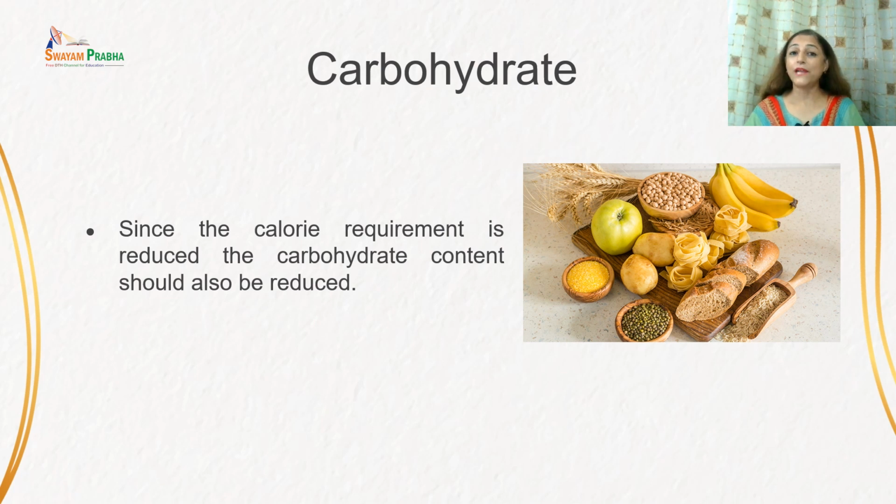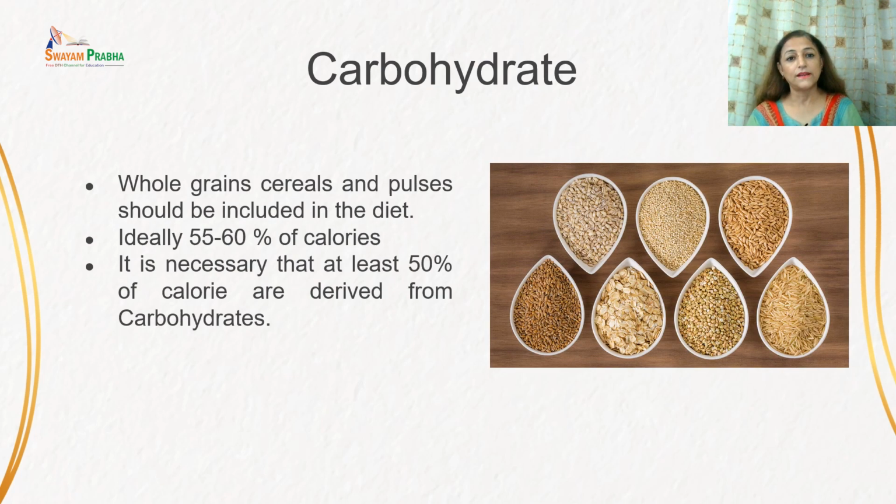As carbohydrates are the major contributors of energy in our diet, and the calorie requirement has reduced, the carbohydrate content should also be reduced proportionately. And for carbohydrates, it is suggested that whole grains, cereals, and pulses should be included in the diet. Ideally, 55 to 60% of calories should come from carbohydrates. So it is necessary that at least 50% of the calories are derived from carbohydrates.